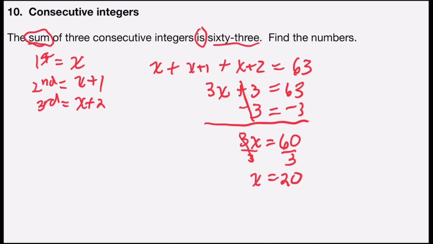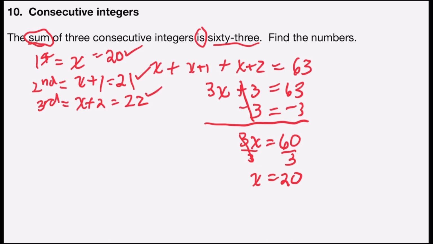So I know my first integer is 20. My second integer will be 20 plus 1, which is 21. And my third integer will be 20 plus 2, which is 22. So my first number is 20, my second integer is 21, and my third integer is 22.